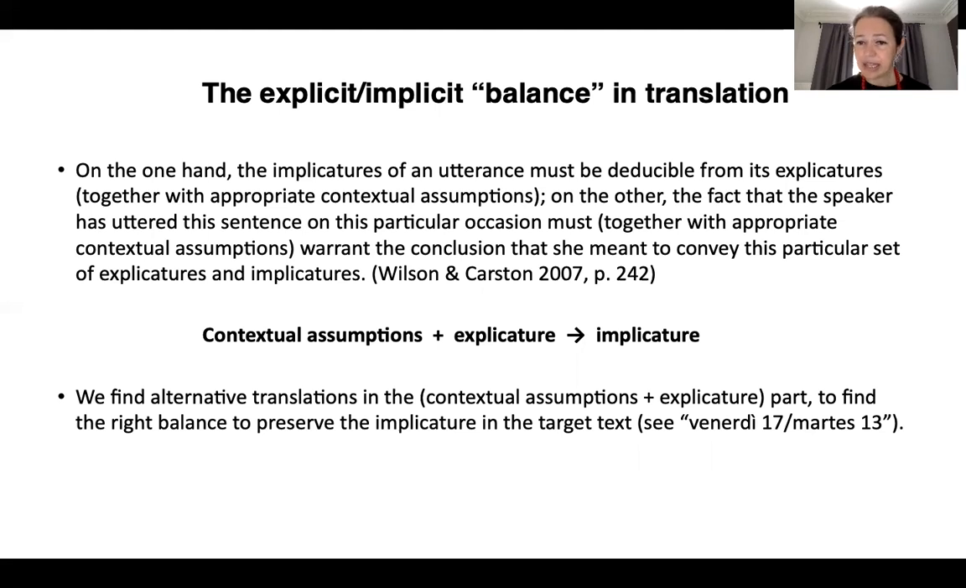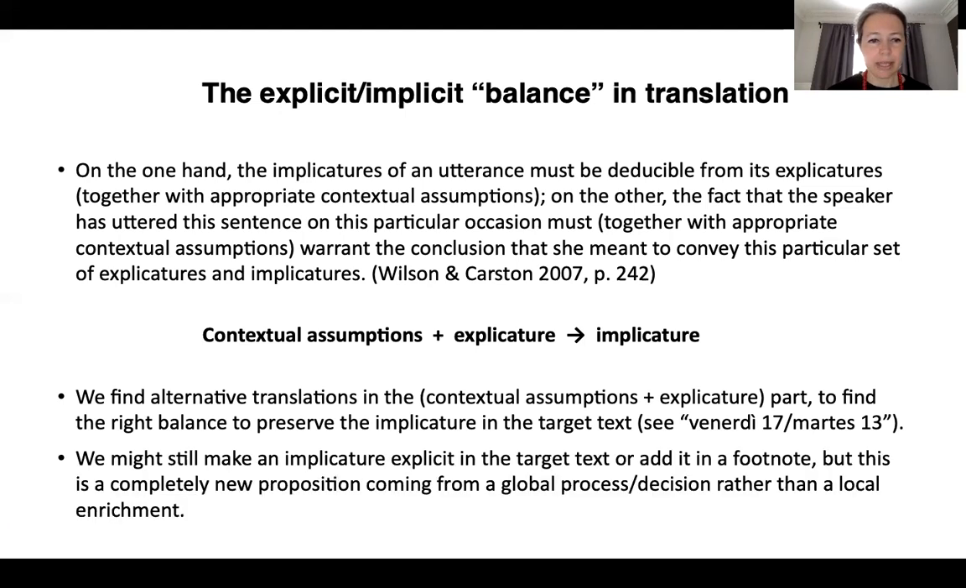See, for instance, venerdì 17 in Italian and martes 13 in Spanish. We can in some way intervene there in order to find the unlucky day in the other language in order to preserve the implicature. We might still make an implicature explicit in the target text, explaining what's the unlucky day in that language, or add it in a footnote. But it is a completely new proposition coming from a global process of decision by the translator, rather than a local adjustment and enrichment in the text.